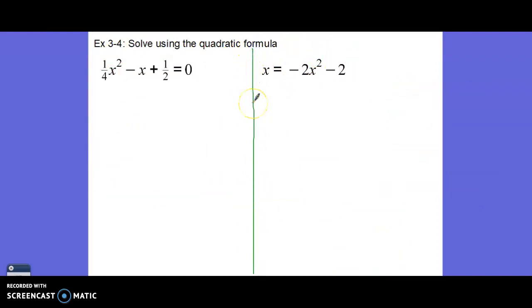So as we look at the next one, we can deal with fractions, not a big deal. A is 1/4, B is -1, C is 1/2. And again, you might just need to go to a calculator to plug in. But it is -b plus or minus the square root of b squared minus 4 times A times C all over 2A.